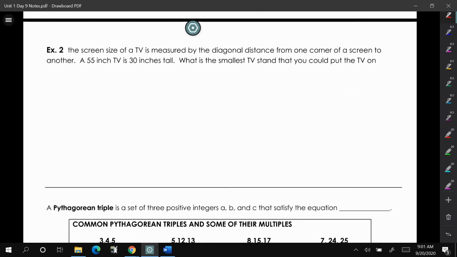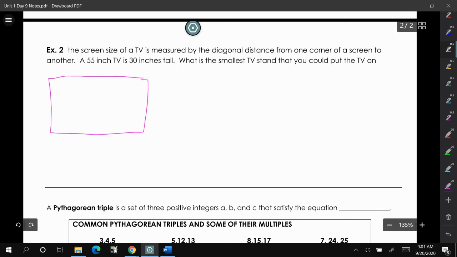The screen size of a TV is measured by the diagonal distance from one corner of a screen to another. A 55-inch TV is 30 inches tall. What's the smallest TV stand that you could put the TV on? So I'm going to just draw a picture of a TV. It says it's 55 inches, so this is a diagonal, or corner to corner, because that's what the problem says. So a 55-inch TV is that. And then it says it's 30 inches tall, so this is 30.